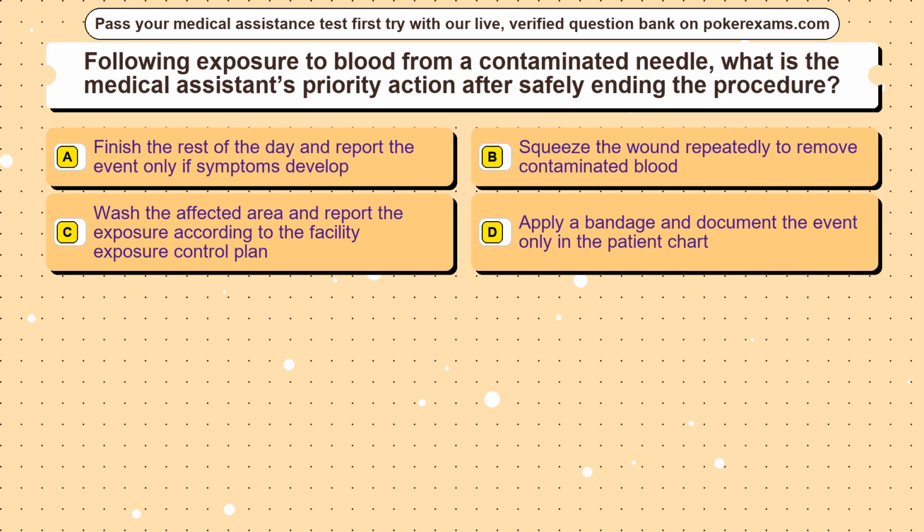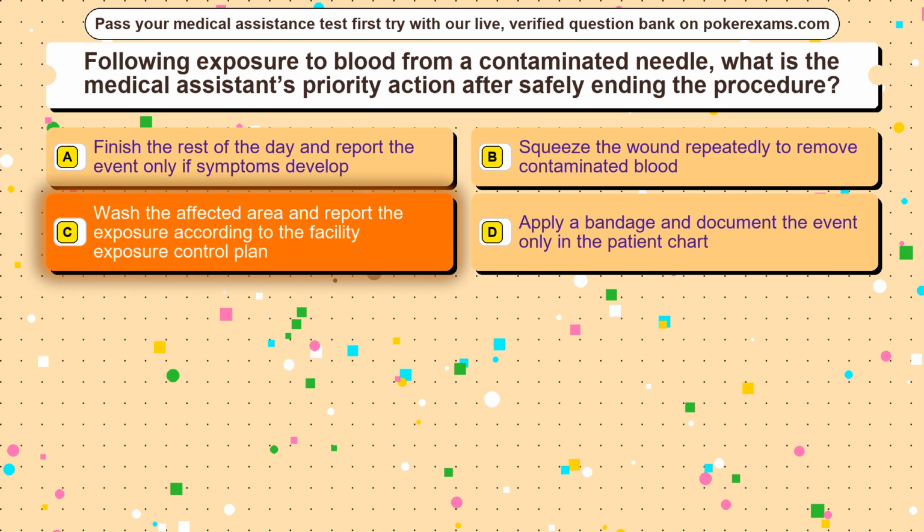Question 16. Following exposure to blood from a contaminated needle, what is the medical assistant's priority action after safely ending the procedure? Option A, finish the rest of the day and report the event only if symptoms develop. Option B, squeeze the wound repeatedly to remove contaminated blood. Option C, wash the affected area and report the exposure according to the facility exposure control plan. Option D, apply a bandage and document the event only in the patient chart.